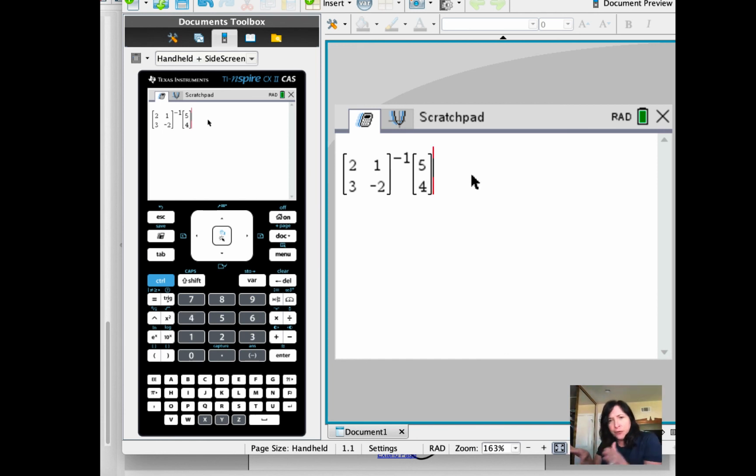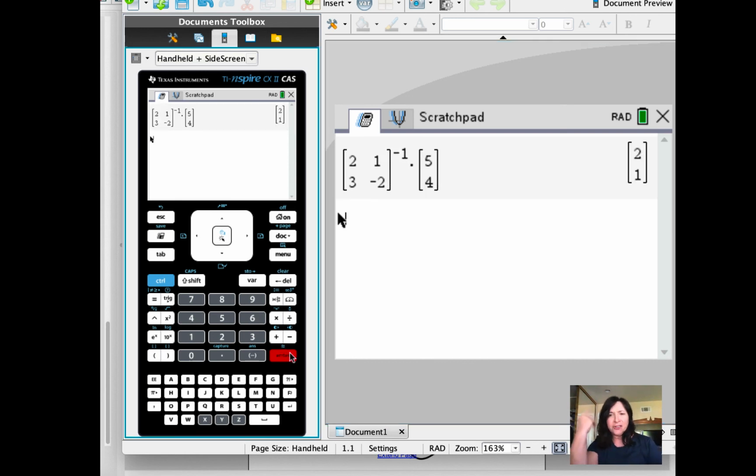Make sure you're over to the right. I'm just going to hit enter and see I get 2, 1. Yay, that was super fast, right? So that is how you find the intersection point for a 2 by 2.